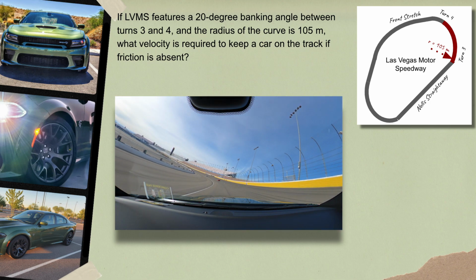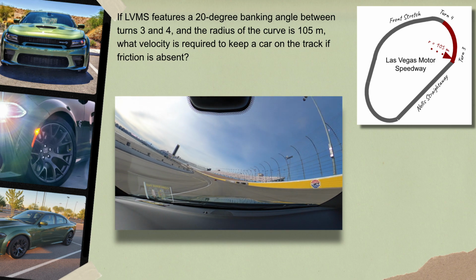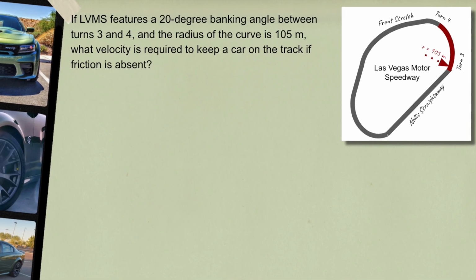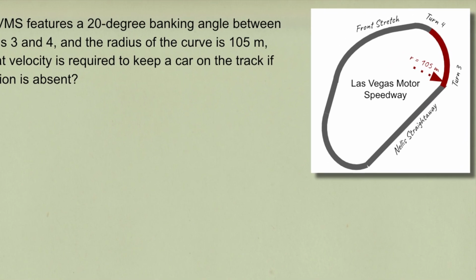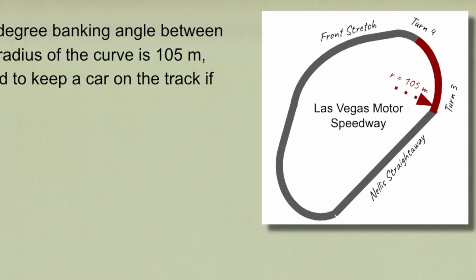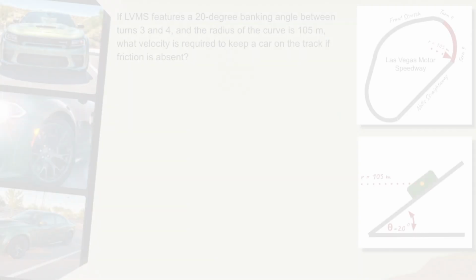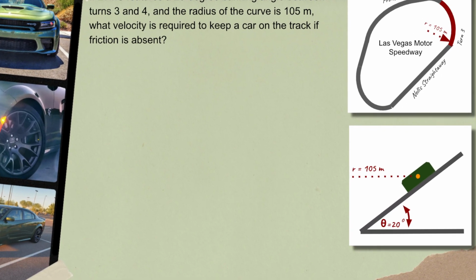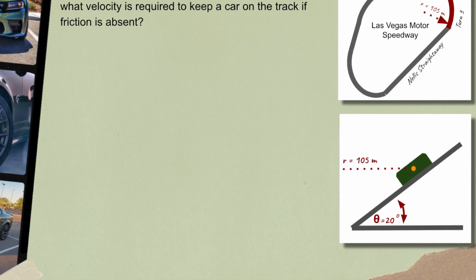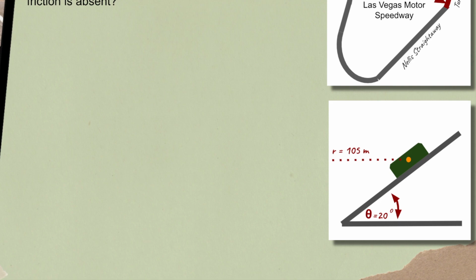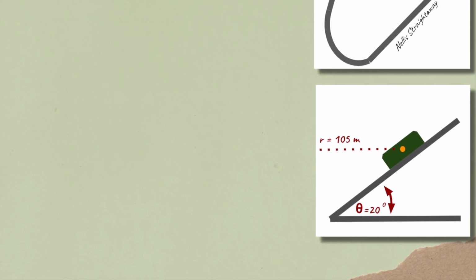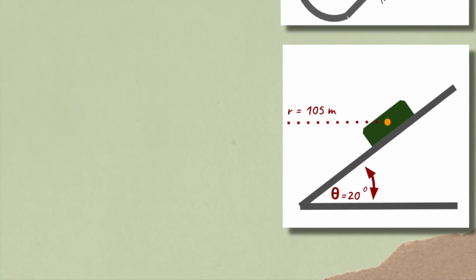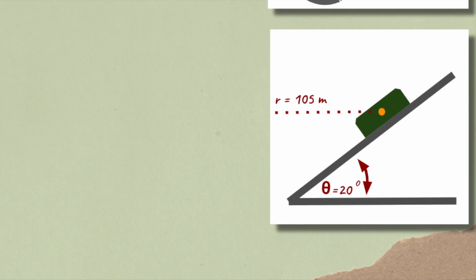Now, to get started, the best way to begin to solve a physics problem is to draw a rough sketch. Using the legend on Google Maps and a map of the track, I estimated the radius to be about 105 meters. Next, I drew a diagram of the car on the embanked curve. The green block represents my car. I just mentioned the radius is an estimated 105 meters, and according to the LVMS website, the banking angle is 20 degrees. I should add this diagram is not drawn to scale.